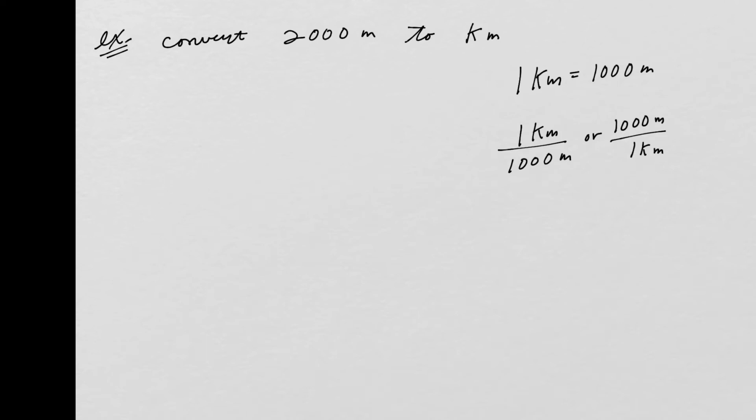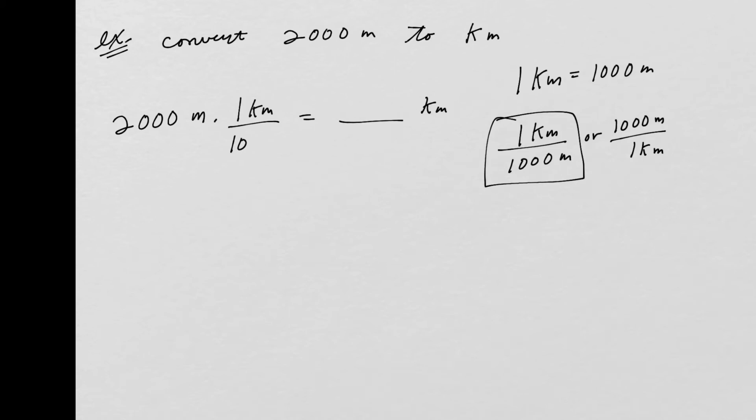So if I want to convert 2,000 meters to kilometers, I start with 2,000 meters. I want to multiply by one of those unit conversion factors. I want my answer to be in kilometers. So which one do I use? Well, I have to use the one where meters is going to be in the denominator, right? So it cancels. So I need to multiply by 1 kilometer over 1,000 meters. So notice that meters cancels.